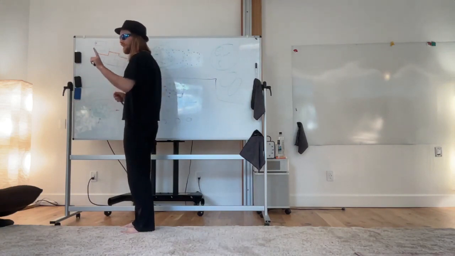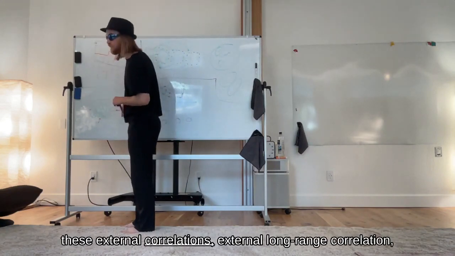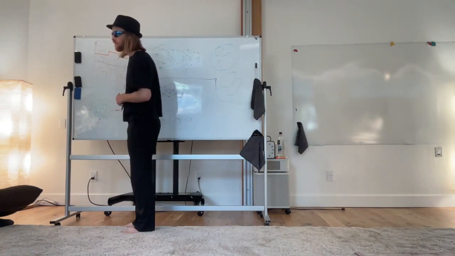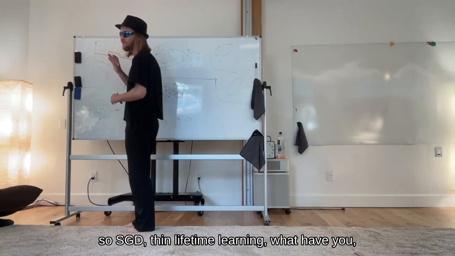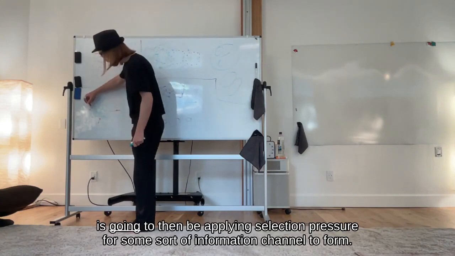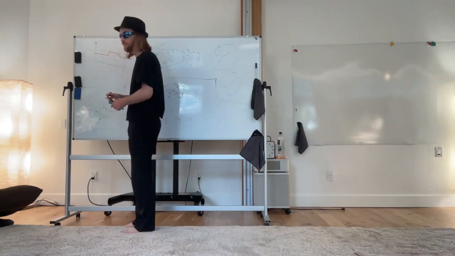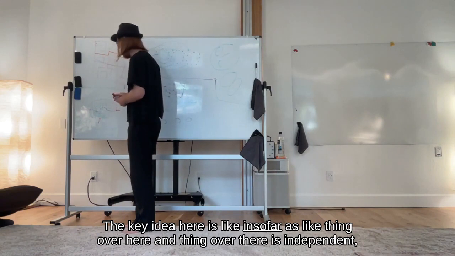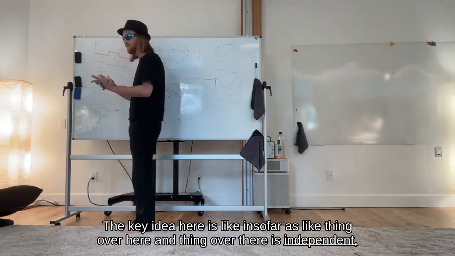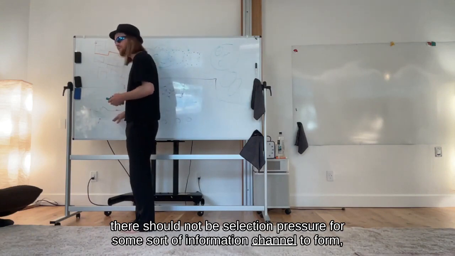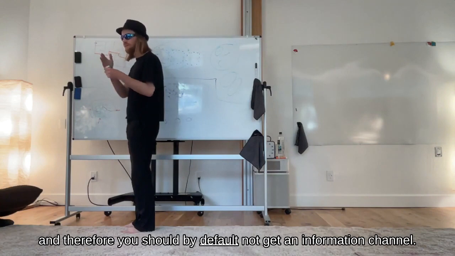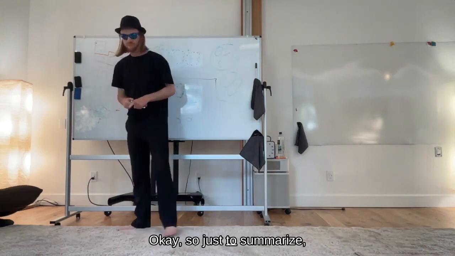Then this external long-range correlation, in combination with our selection mechanism, whatever that is, SGD, lifetime learning, what have you, is going to apply selection pressure for some sort of information channel to form. The key idea is that insofar as the thing over here and the thing over there are independent, there should not be selection pressure for an information channel to form, and therefore you should, by default, not get one.